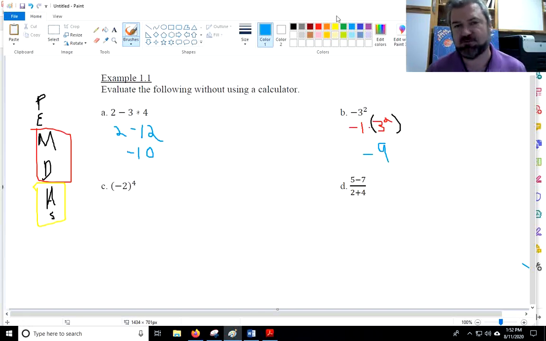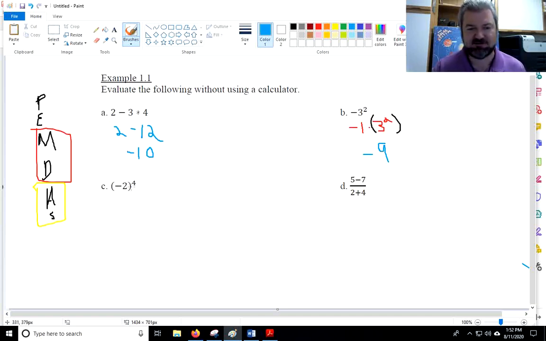That is so important. I would say that this is probably the cause of more wrong answers on any test I give in any class, is not understanding that the squared only goes to the number immediately in front of it.